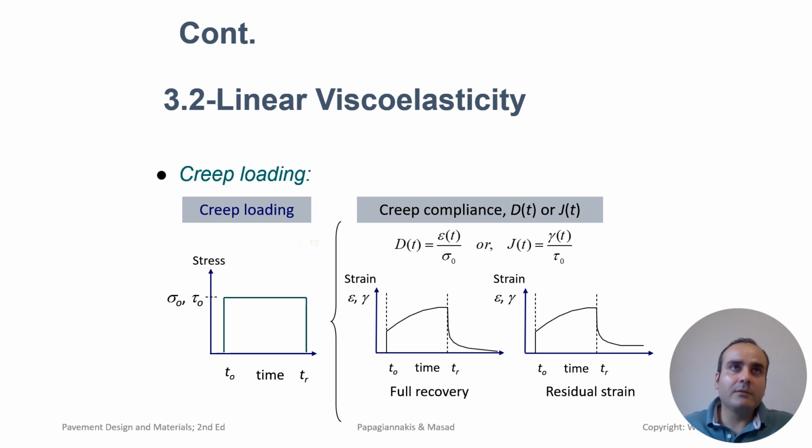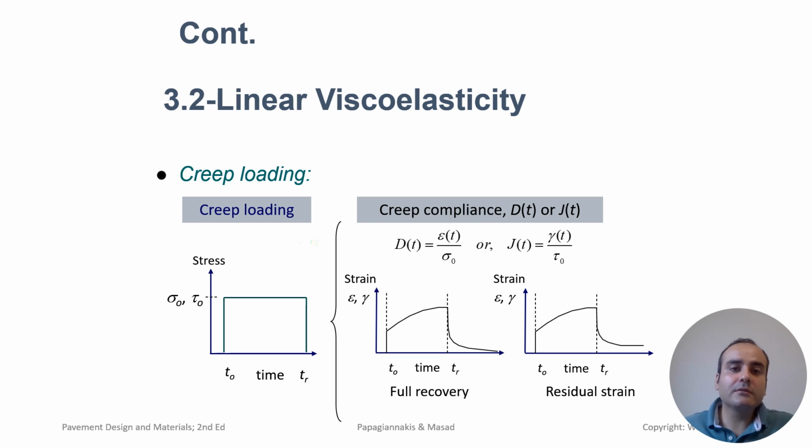The second important key concept in terms of creep compliance is that a high creep compliance value indicates that the material deforms more easily under constant stress, meaning it has a lower resistance to creep. This can lead to permanent deformation like rutting in pavements that experience prolonged loads or high temperatures.